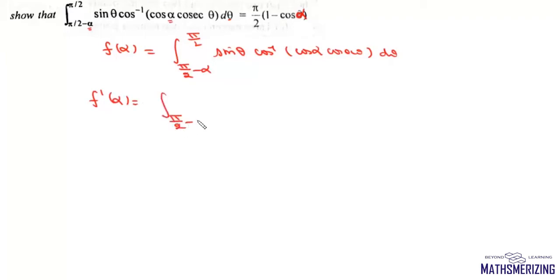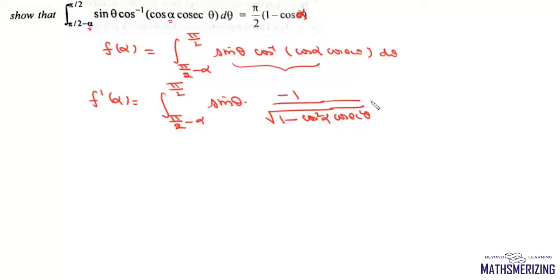Now this first part is, we write this integral from π/2 − α to π/2, and here we'll partially differentiate this function with respect to α. So it'll be sin θ and then −1 upon under root of 1 − cos² α cosec² θ, into cosec θ as it is, and the derivative of cos α will be −sin α, into dθ.